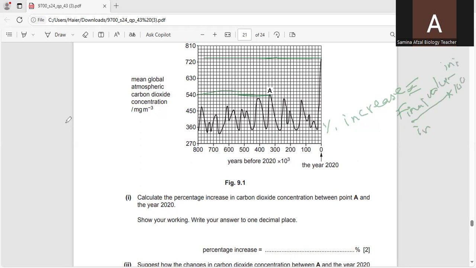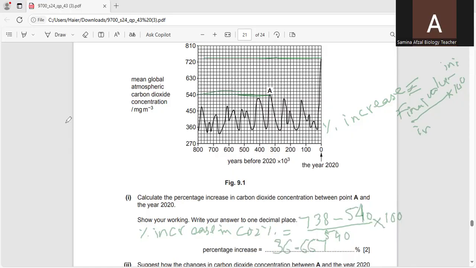So according to this formula, we are going to show the working over here. Percentage increase in CO2 is equal to 738 minus 540, divided by 540, multiplied by 100. Because we have to find out the percentage increase, we multiply by 100. So after calculation, the answer will be 36.667%. So in this way, we can calculate the percentage increase.